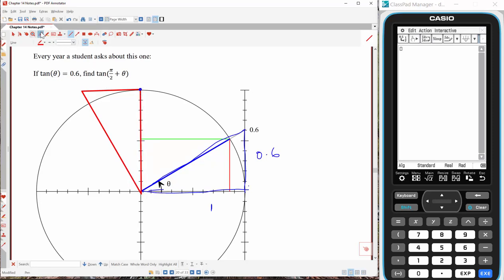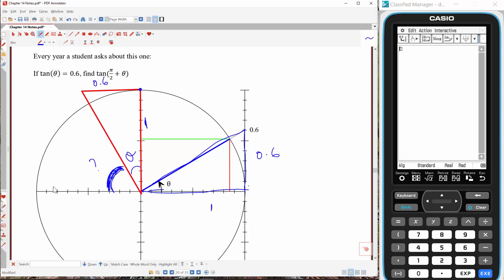Right, so we've got that being theta as well. Right, so what do we know? We know that that's 0.6. This length here becomes this length here, which is 1. Okay, and what we want to get is, in fact, this part here, because that is the angle that we're looking for.